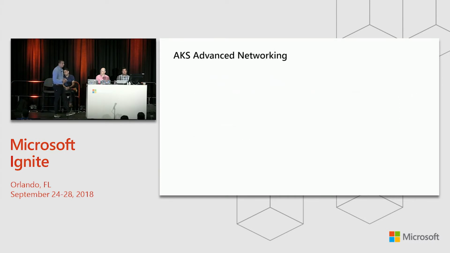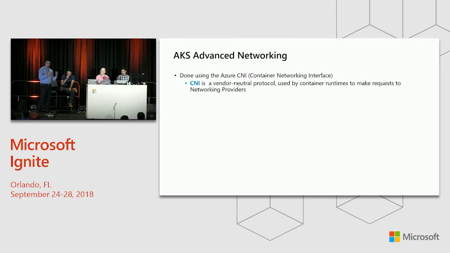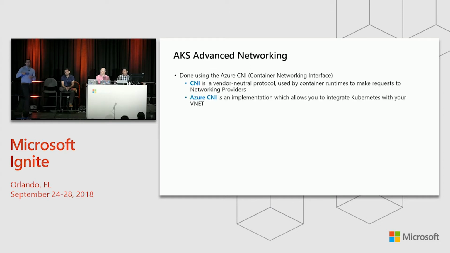The other mode in AKS is the advanced networking mode. The advanced networking mode is done using the Azure CNI, Container Network Interface. The CNI is a vendor-neutral protocol that is used by container runtimes to attach and detach containers to the network providers. The Azure CNI itself is an implementation of this protocol that helps you integrate your Kubernetes cluster with the Azure Virtual Network. And there are advantages to this approach.